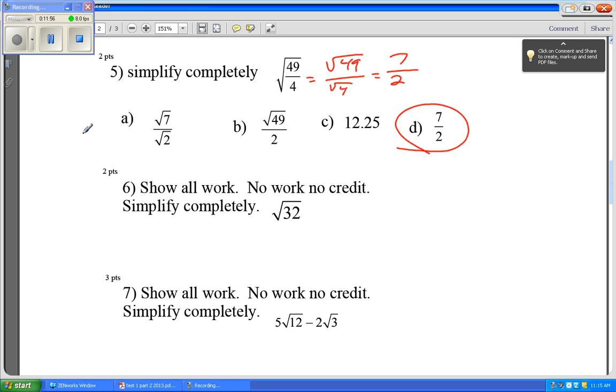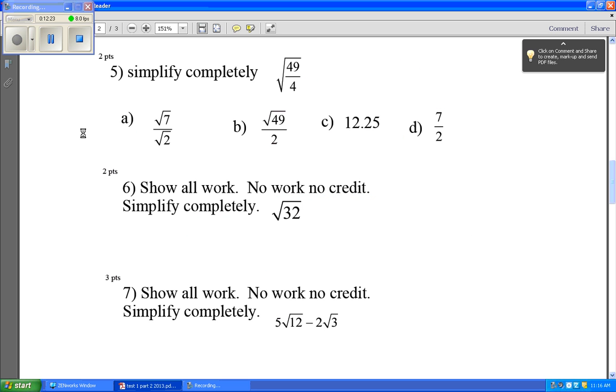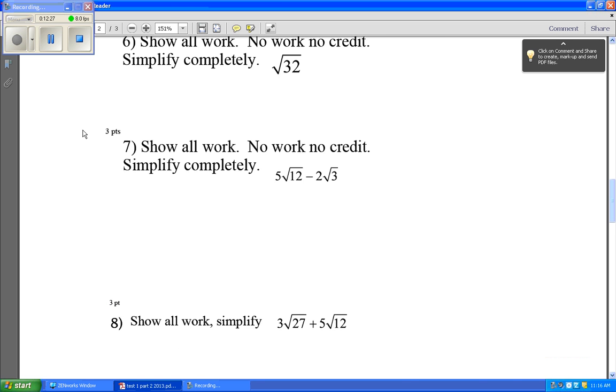Show all work, no credit. Simplify completely. So you can't just write down the answer. You have to understand that 32 is 16 times 2. You put them in square root symbols. The square root of 16 is 4. The square root of 2 is the square root of 2. Not a lot of work, but there it is. No work, no credit for number 7. Notice that that's a 3-point question, so there's probably a little bit more work to do than the previous problem, which was only a 2-point question.